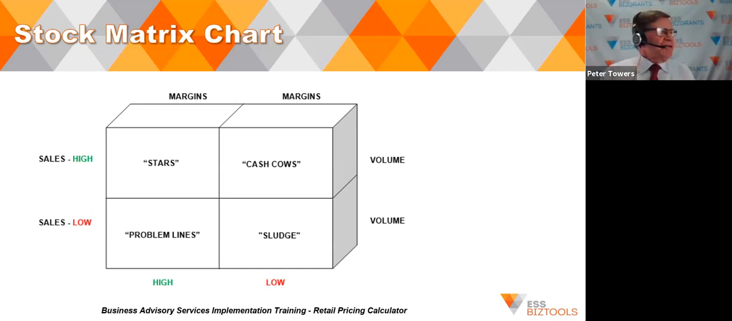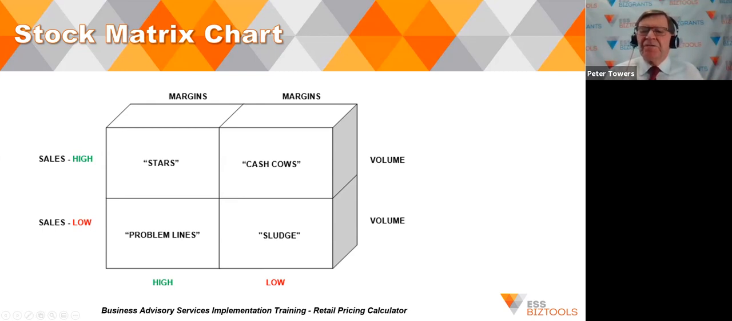So let's look at a stock matrix chart so that there's a clear understanding of what we're talking about. We've got the sales levels, high and low, of course, and we've got the margins, high and low. So the stars sit here as something that's a high volume and a high margin. That's what you want in your store. The cash cows are high sales levels. There's a lot of this product getting sold. In some cases it might be the biggest selling category. But unfortunately, it's low margins. You've got to have it, but you're not going to make much money with it.